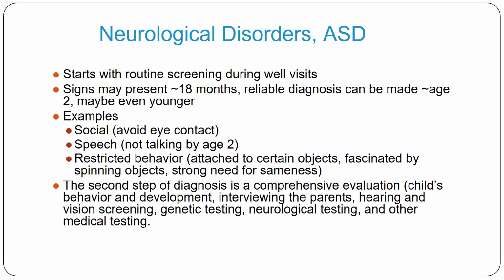So that's screening. If it seems like there might be some signs, the second step towards a diagnosis is a very comprehensive evaluation where someone's really examining your child's behavior and development. They're interviewing the parents and thinking about what other causes there might be. Hearing and vision problems can certainly change behavior. There may also be genetic testing, neurological testing, and other types of medical testing. You certainly don't want to misdiagnose someone, so you really do want a good medical team involved.